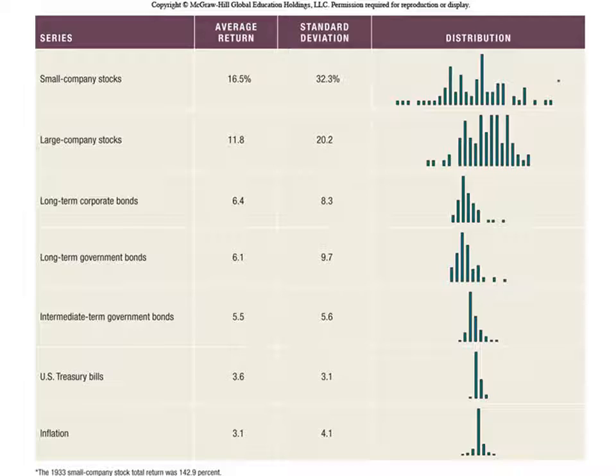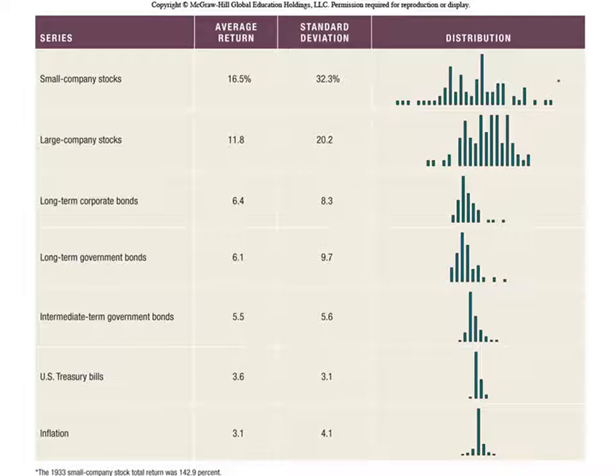Now, the average return on small company stocks was 16.5%. Compare that to the average return on large company stocks. As we mentioned earlier, small company stocks are riskier and therefore they must return more. And as we go down the line here, this ordering makes perfect sense because large company stocks are safer than small company stocks. And the bonds of those large corporations are safer than their stocks. The bonds only return 6.4%.